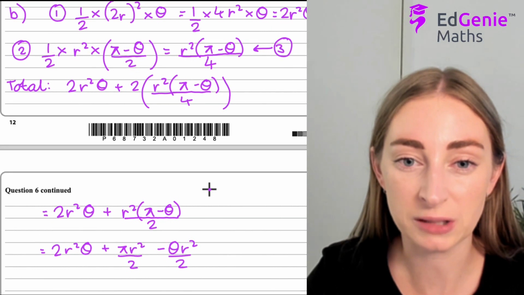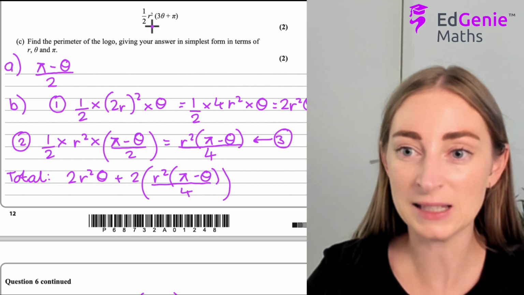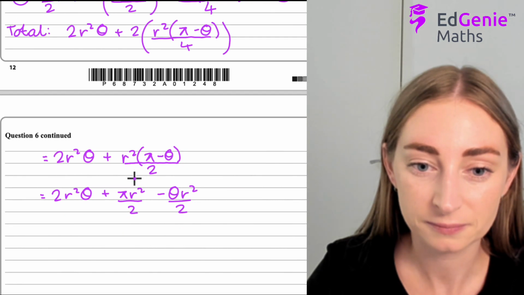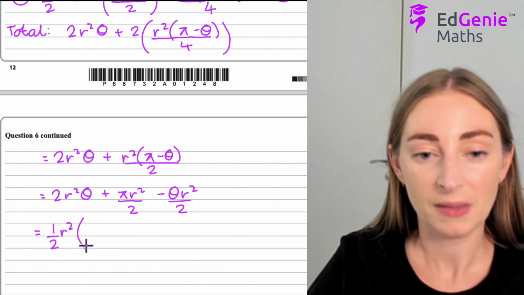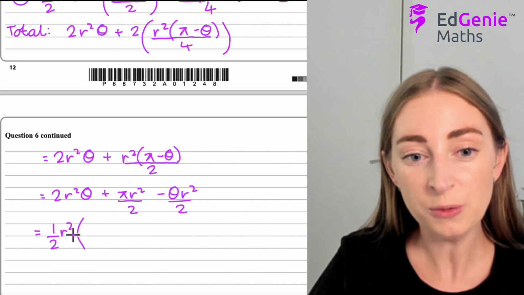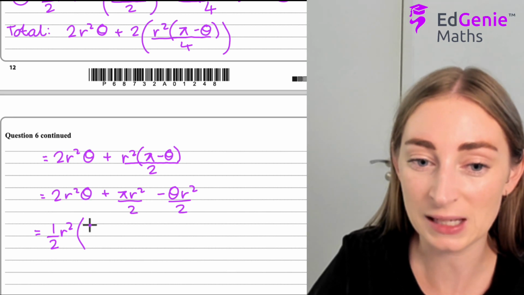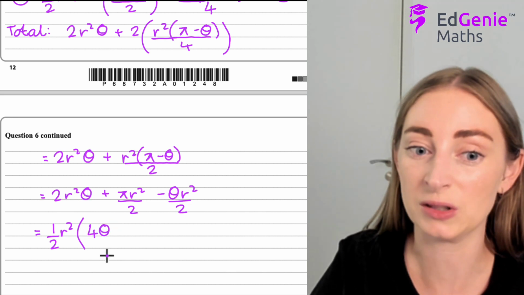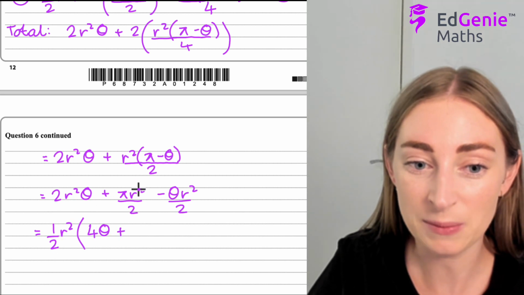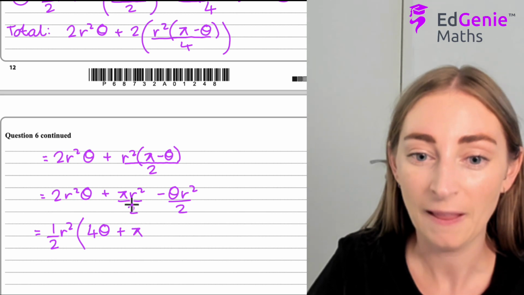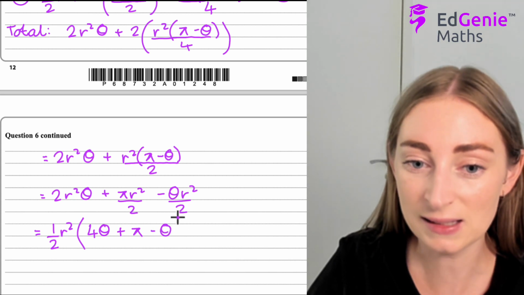Now go back to the question. We wanted a half r squared, so let's see if we can take out that factor. So a half r squared, what would we need to times it by to get 2r squared theta? We would need to times it by 4 theta, wouldn't you? Because a half times 4 would be 2. Plus, this would need to be multiplied by pi to get this. And this would need to be multiplied by theta, minus theta to get this.